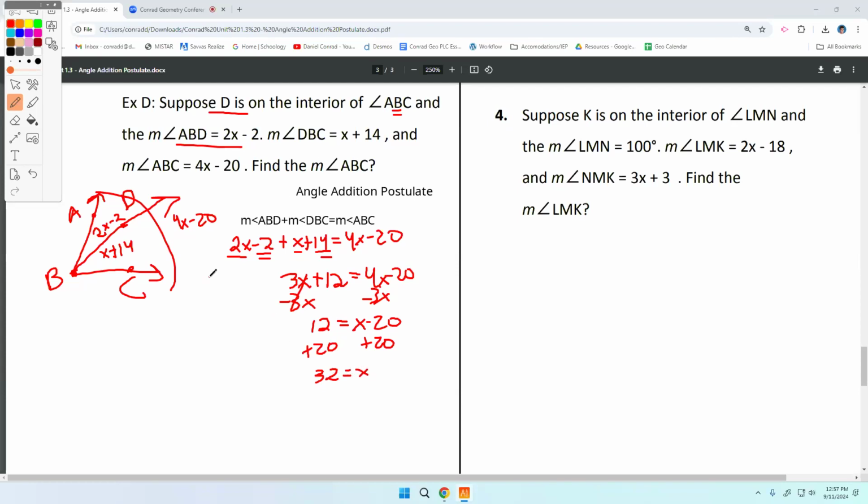We're trying to find the measure of angle ABC, which is the big one. So I'm going to substitute that in, measure angle ABC, which is 4x minus 20. So that's going to be 4 times 32, which is 128, minus 20, which is going to be 108 degrees.